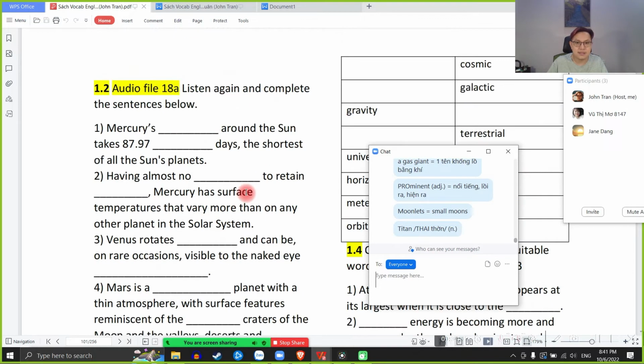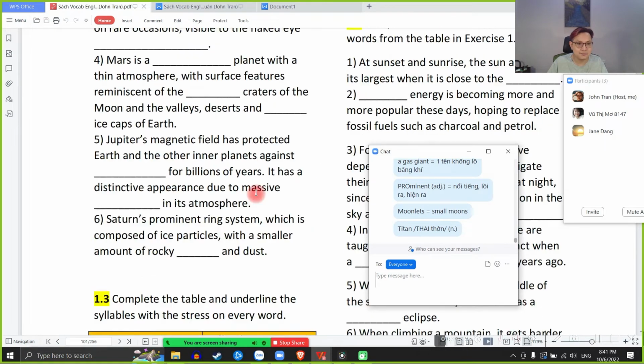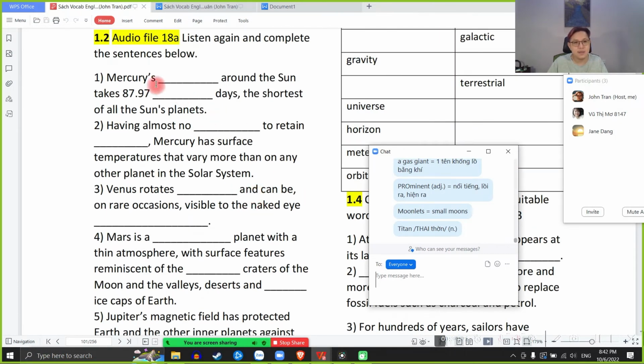Okay, you have 6 sentences. Nó có 6 câu tổng cộng. Yeah, 6 sentences. Mercury something around the sun takes 87.97 something days. The shortest of all the sun's planets. Cái gì đó của sao Thủy xung quanh mặt trời nó tốn mất là 87.97 gì đó ngày. Cái ngắn nhất trong tất cả các hành tinh của mặt trời luôn.